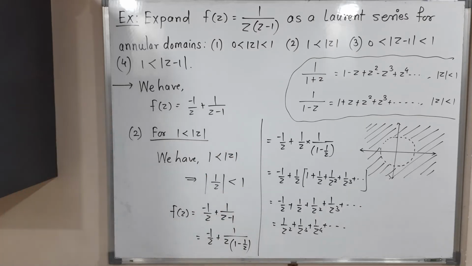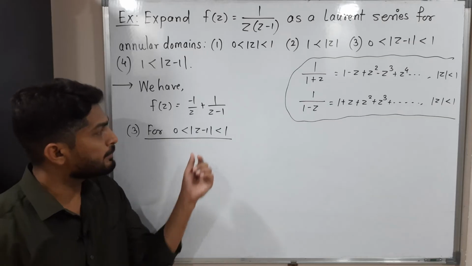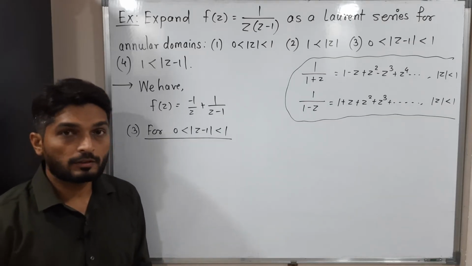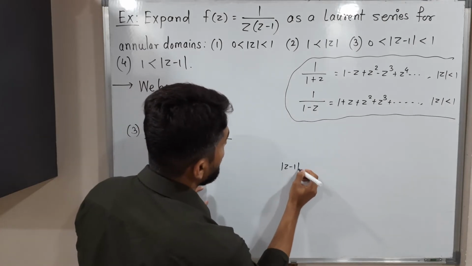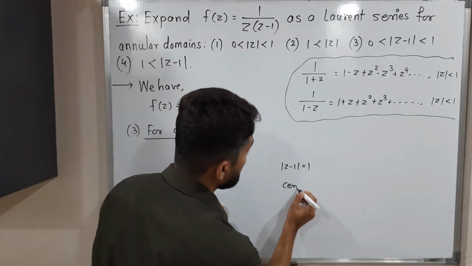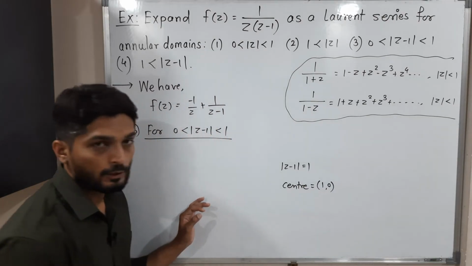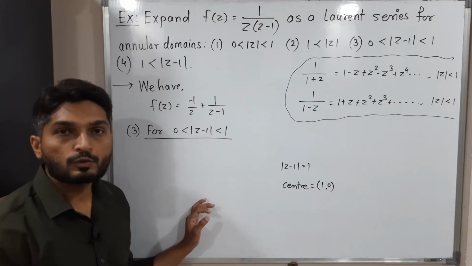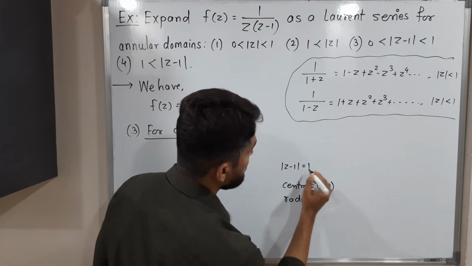Let us go for the next. Just make a screenshot of it. This is the third sub question we have, or you can say the given condition: 0 less than mod z minus 1 less than 1. Let us talk about the region first. For simplicity, I am going to replace the inequality by equality. This is the equation of a circle, obviously. Its center is 1, that means 1 comma 0. The real part is 1, the imaginary part is not there, so that's why 0. Its radius, on the right hand side, is 1.